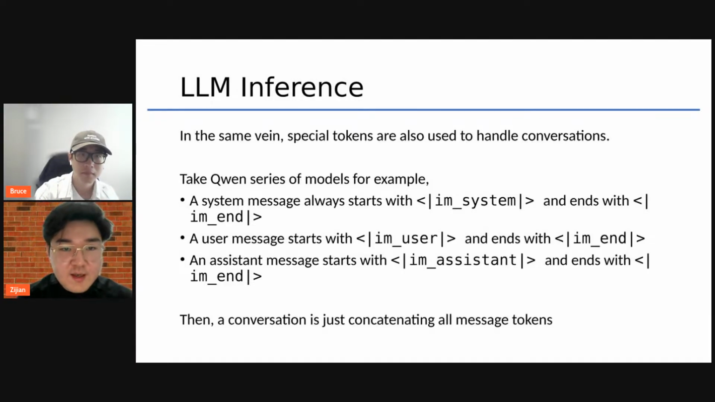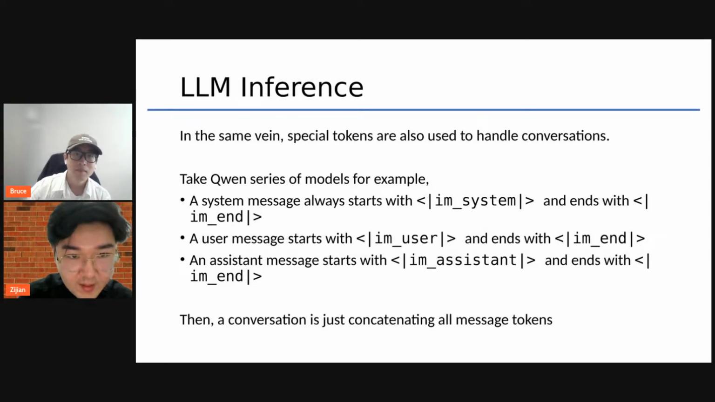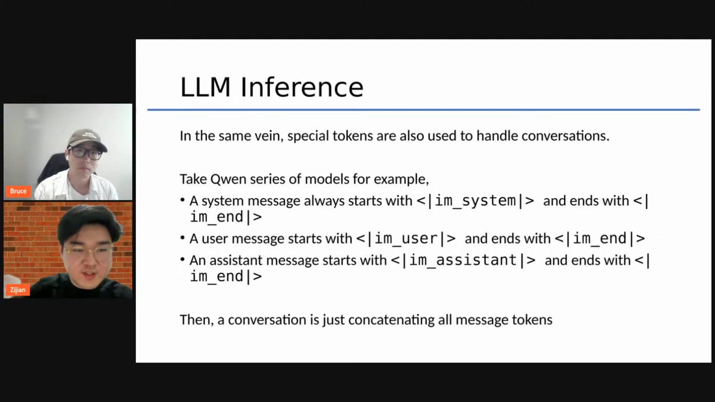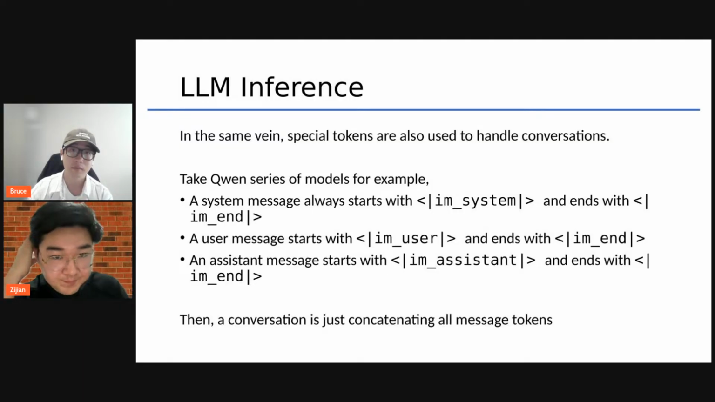In the same vein, we can use special tokens to handle many other very interesting scenarios. One of the most popular is to handle conversations. Now we all know the most common use case for a language model is just having conversations or chats with the language model, right? So how does the language model know when is your turn and when is the language model's turn? This is also handled by special tokens.